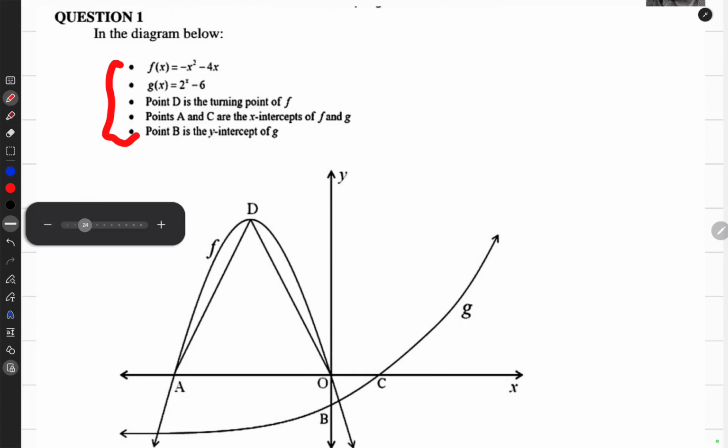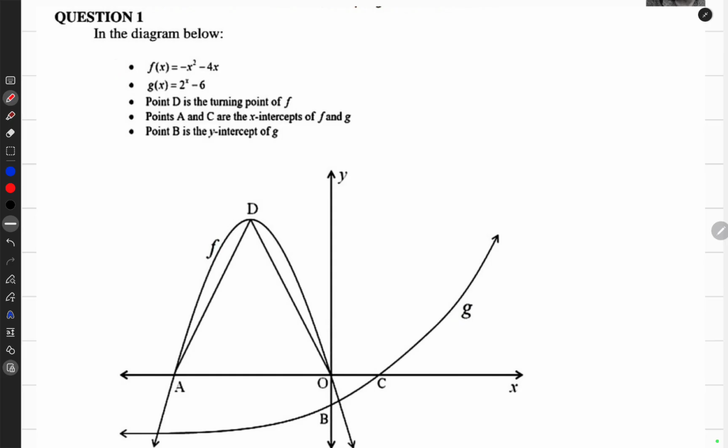So let's go through and see how we can work out the question below. They say in the diagram below, you are given f of x, the equation, and g of x, the equation. Point D is the turning point. It's so important to know that. This is the turning point, where you've got your P and Q.